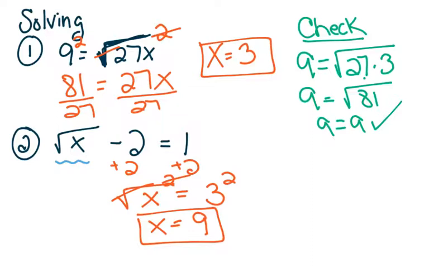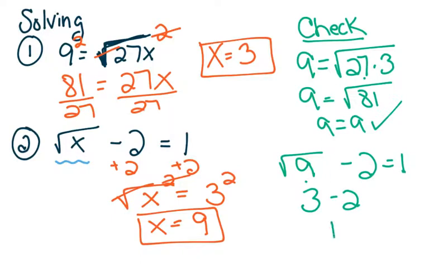All right, let's check this sucker out. We would have the square root of 9 minus 2 is supposed to give me 1. The square root of 9, well, that's 3. 3 minus 2, does that give me 1? Yes, it does. We're good to go.